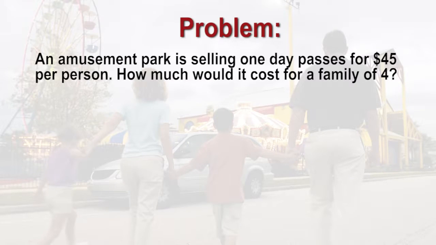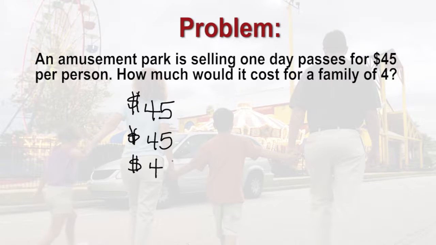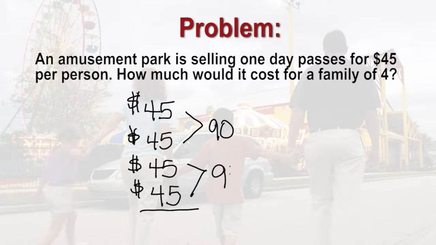An amusement park is selling one-day passes for $45 per person. How much would it cost for a family of 4? If passes cost $45 per person and the family needs 4 of them, I could use repeated addition, or 45 plus 45 plus 45 plus 45 to solve it. I know that $45 plus $45 equals $90, so I just need to double that and I get 180.